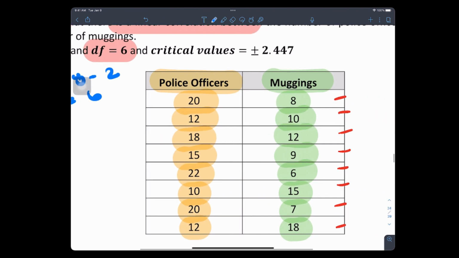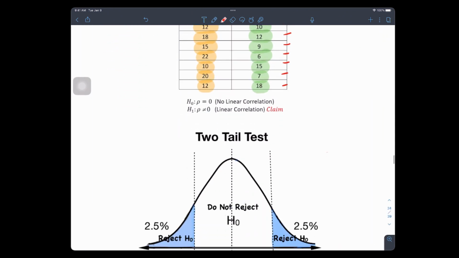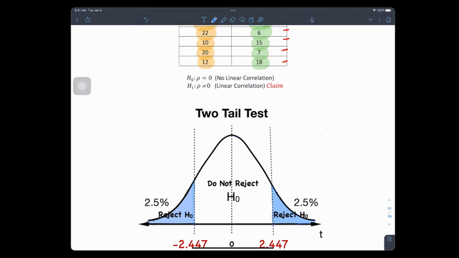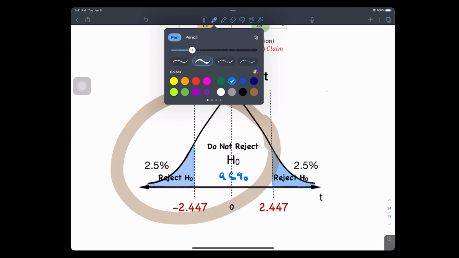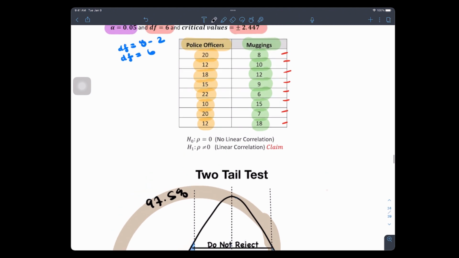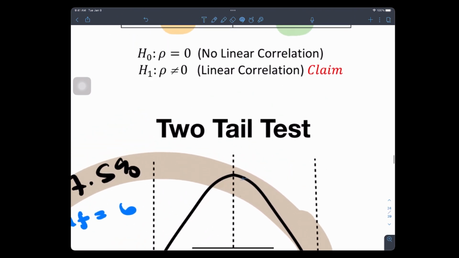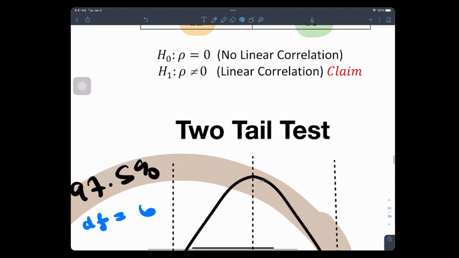So we're going to get the critical values by using inverse T. So it'd be plus or minus 2.447. Okay? So remember how that was done, because this is 95%. Area to the left of the rightmost critical value. So that'll be 97.5% area, with our degrees of freedom to be 6. Right? So remember, set up your hypothesis this way with H naught is rho equals 0, H1 is rho not 0. That's the claim. That's the template.